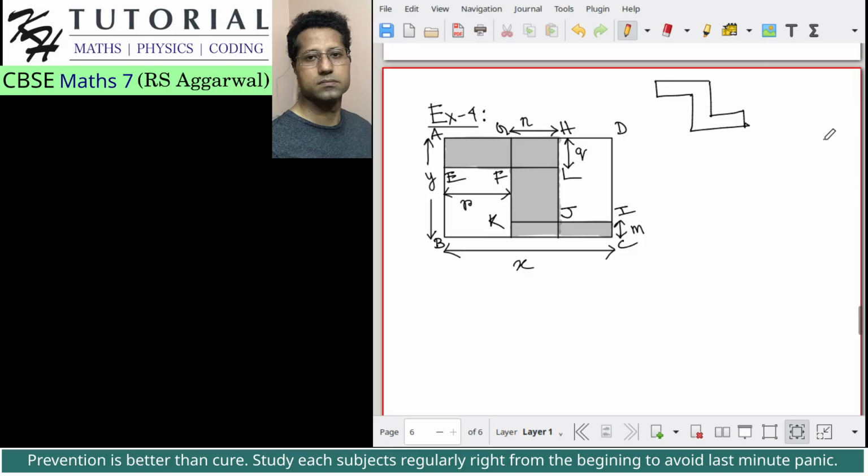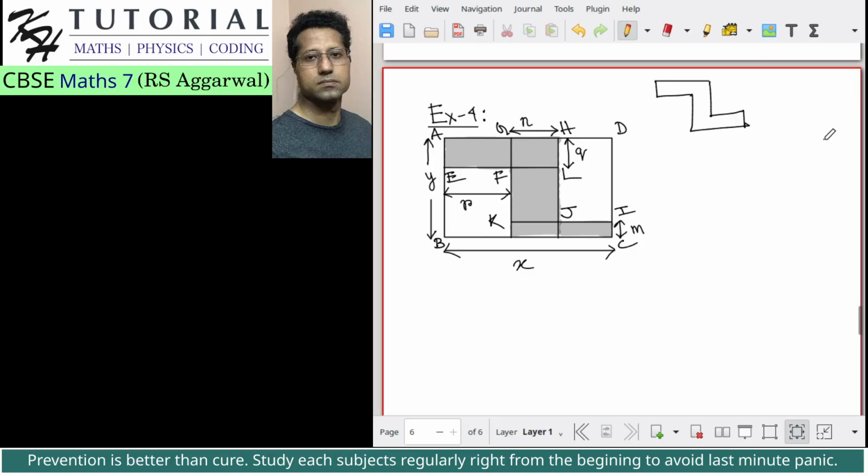Now the formation, dividing the shaded region into rectangles. How you are dividing the shaded region into rectangles will heavily depend on the dimensions given, because when you are dividing the shaded region into rectangles or squares, the dimensions of those rectangles and squares should be available. You must be able to determine their dimensions because their area needs to be found.